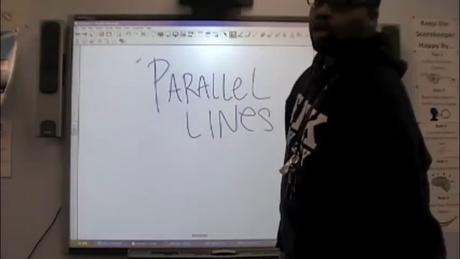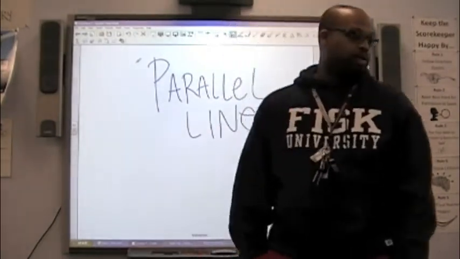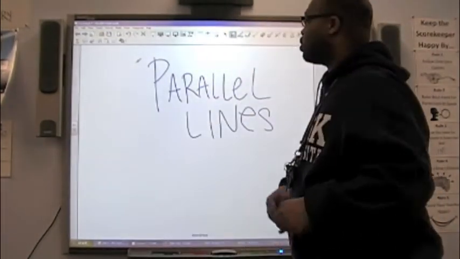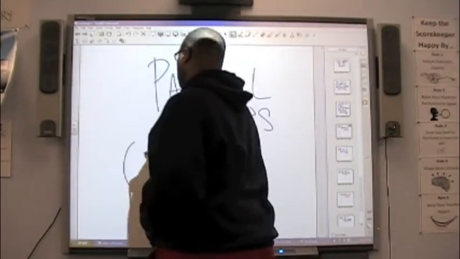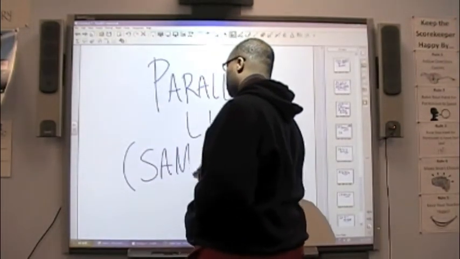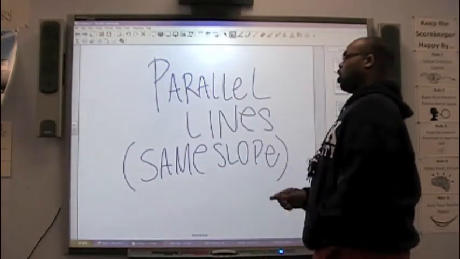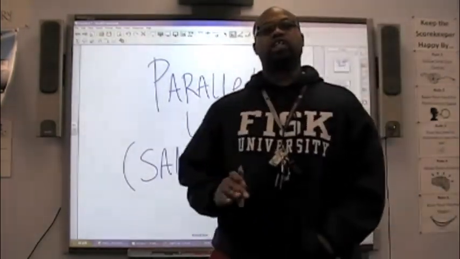All right, next we're going to talk about graphing parallel and perpendicular lines. If we're graphing parallel lines, we have to remember that parallel lines all have the same slope. Parallel lines all have the same exact slope.